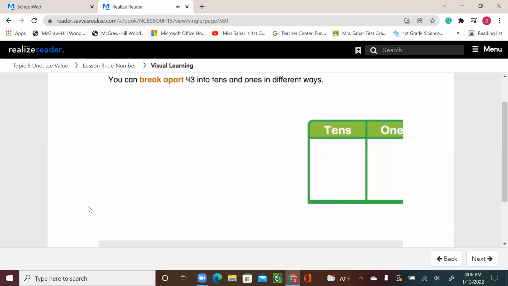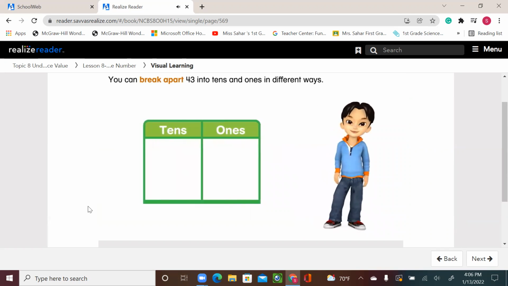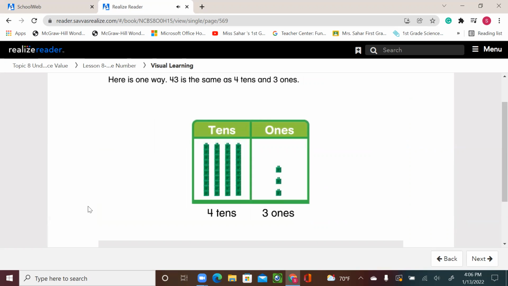You can break apart 43 into tens and ones in different ways. Here is one way. 43 is the same as 4 tens and 3 ones. Count to check. 10, 20, 30, 40, 41, 42, 43.